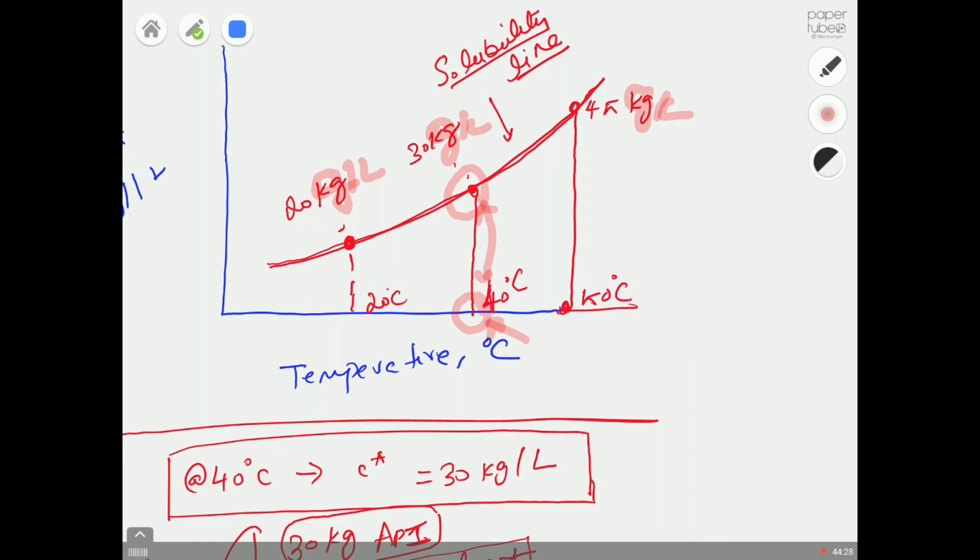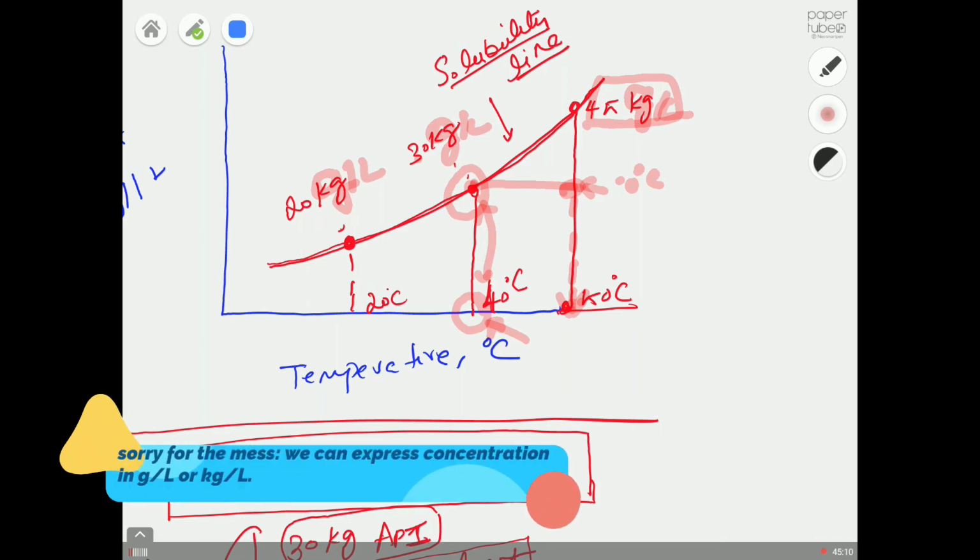But what we do in the lab is we add 30 and then we heat the solution. Instead of 40 degrees centigrade, we heat the solution directly to 50 degrees centigrade, which is here. If you come down, we know that at 50 degrees centigrade we can dissolve 45 grams per liter. Which means at 50 degrees centigrade for sure you dissolved everything into that solution, 30 grams per liter. So we heat the solution about 10 degrees above the solubility temperature.